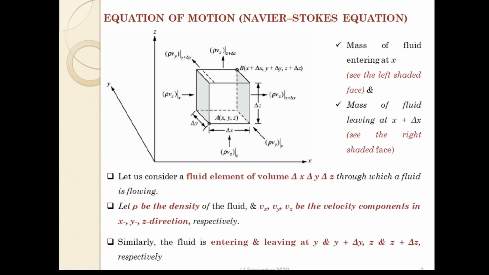This gives you the amount of momentum which comes in due to the actual motion and crossing the interface, which is nothing but the convective flow of momentum into the control volume.